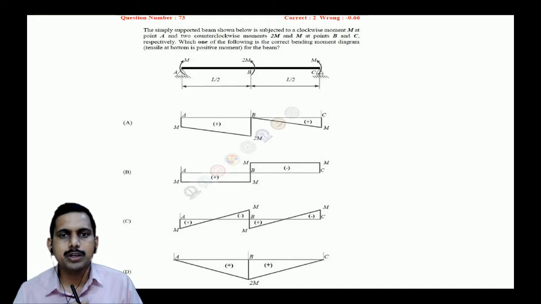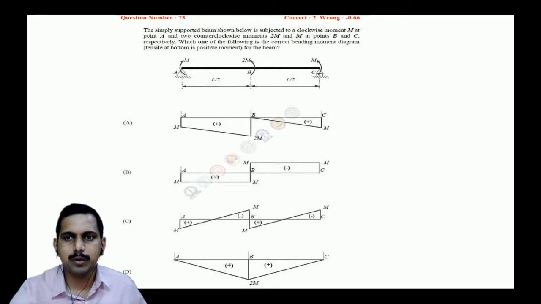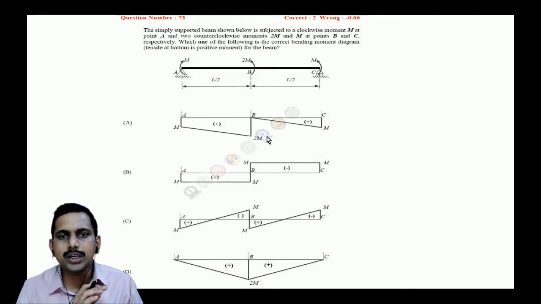A simply supported beam is shown below, subjected to clockwise moment M at point A and counterclockwise moments 2M and M at points B and C respectively. Which one of the following is the correct bending moment diagram? Tensile at the bottom is positive for the beam.